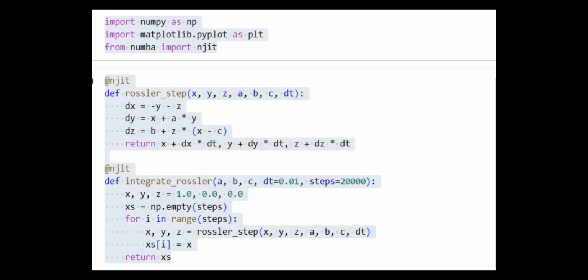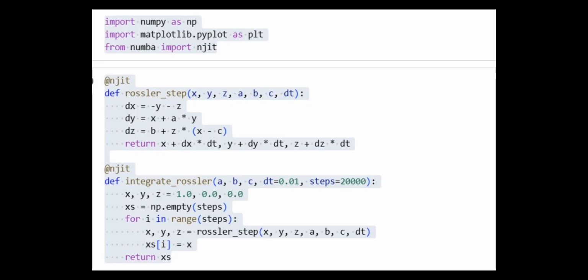Now we define a function called rossler_step. This represents one single time step of the Rössler differential equations. Here we have three variables x, y and z, and the system evolves according to three simple differential equations with constants a, b and c. This has already been discussed before. And then we create another function called integrate_rossler. This one will take the parameters a, b and c along with the time step and the total number of steps to simulate.